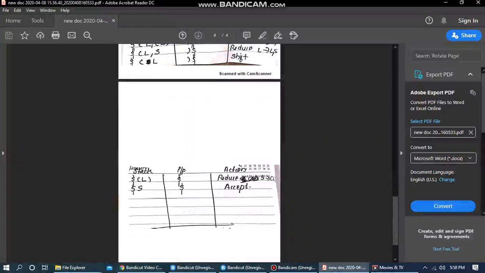The start symbol is S. So in the stack there should be only what? Dollar and the start symbol S, which in this given grammar is S. And the input buffer will have only dollar, which indicates all the input string is scanned and it is the end. Then we can write accept as the action performed. You just practice it by yourself and write it down.